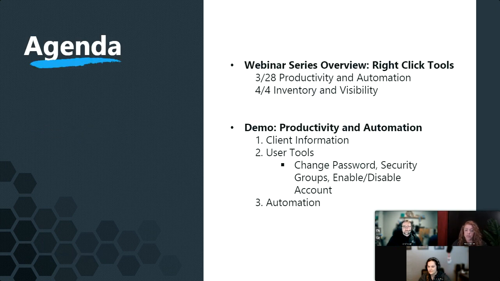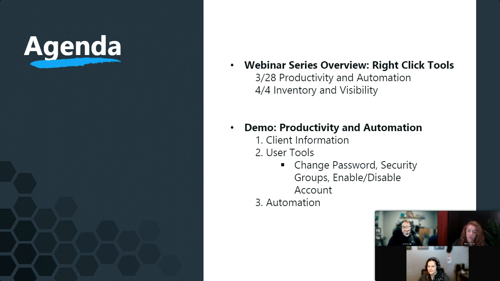For our agenda, this webinar series overview is all about Right Click Tools. We had one last week. The one today is for productivity and automation. And then the next one in the series is going to be for inventory and visibility. So if you haven't registered for that one yet, you'll be able to do so. And that should be in the resources as well if you want to sign up for that one.